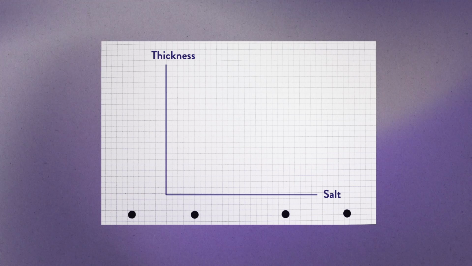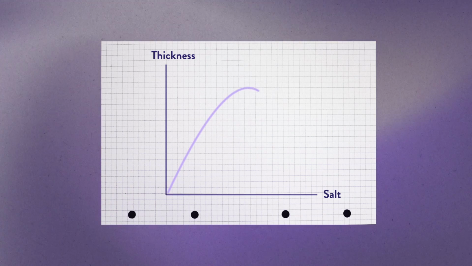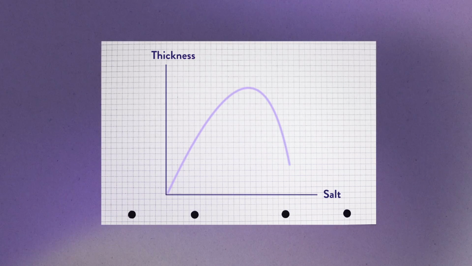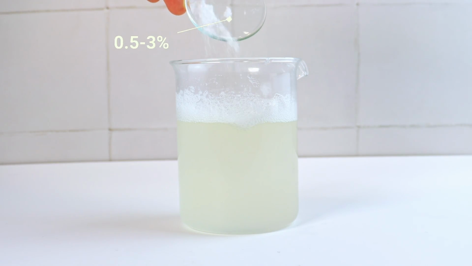There is also the issue of the salt curve. You see, the more salt you add, the thicker the product becomes, but there comes a point where adding more salt will actually thin out the product. I can't say an exact percentage where that happens because it really depends on your formulation, what surfactants you're using and what concentration, what other electrolytes are in the formula, but I can say generally that salt is added at a concentration of 0.5 to 3% on average.